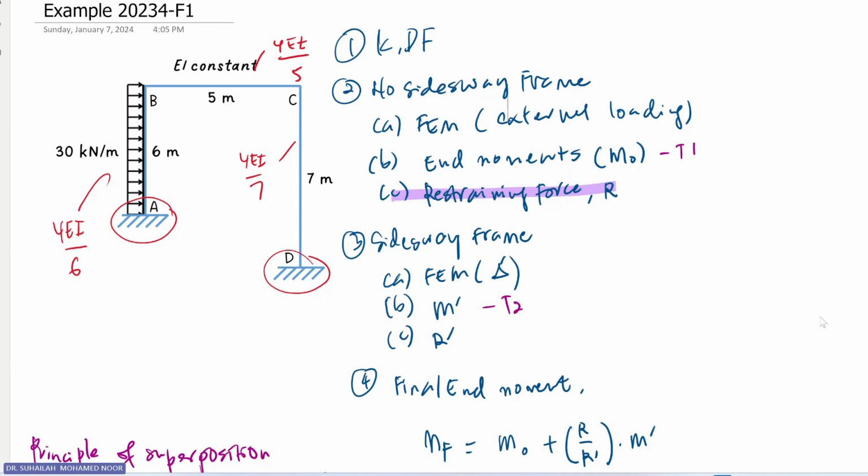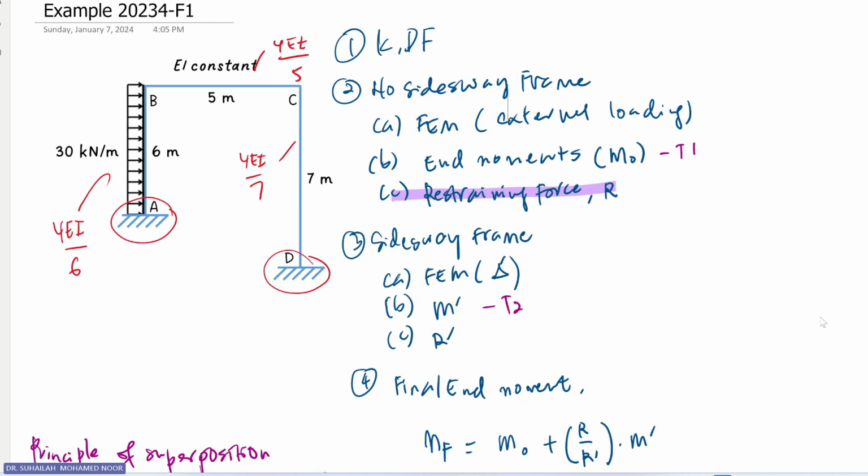Number 1, we will calculate FEM due to external loading. External loading in this case is 30 kilonewton per meter UDL, which is loaded along member AB. So this will give us the FEM due to external loading, and this is the first member and moment in the table. So we will put it into the table.